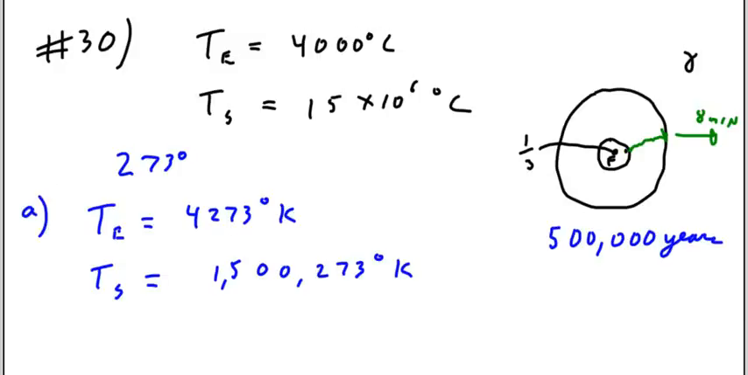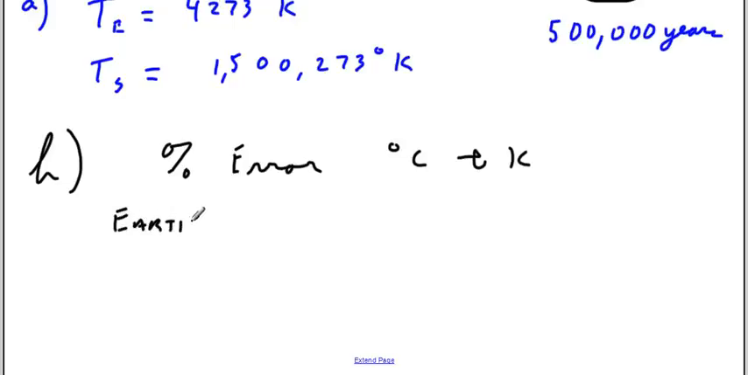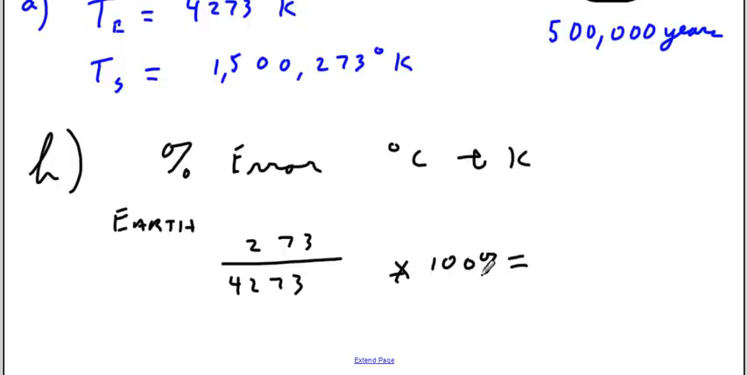Now we got to worry about the B part of the question. So the B part of the question is, what is the percent error? So we want percent error by calling degrees centigrade Kelvin directly. Okay, so for the Earth, it would be an error of 273 out of 4273 times 100%. So it's around 6.3% error.